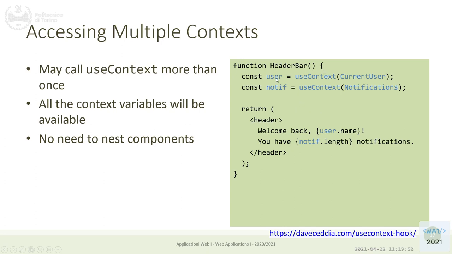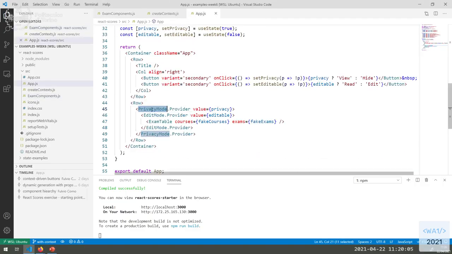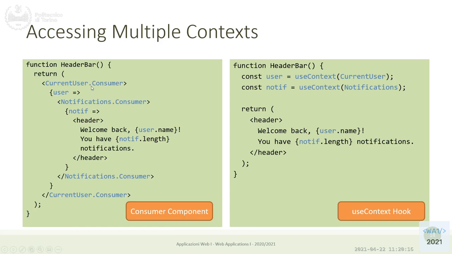You may have multiple contexts. If you want to provide more than one context, you have to nest the providers, like we did here, nesting one inside the other. And if you have to consume them, you can just call useContext more than once if you want to use the hook. Or if you don't want to use the hook, you have to nest the different consumers, one inside the other, one callback inside another callback. But it's normal JavaScript madness. In this case, that's why also the hook, the useContext hook, is much simpler in my opinion.